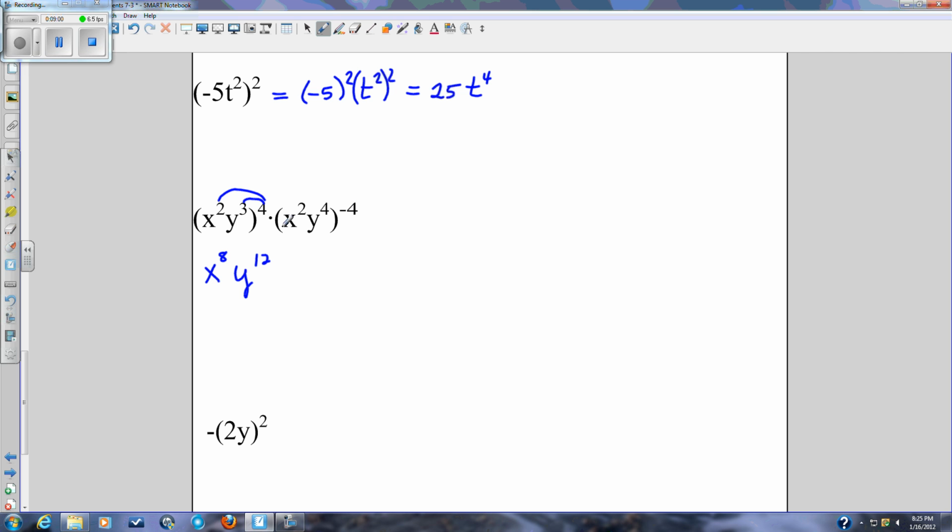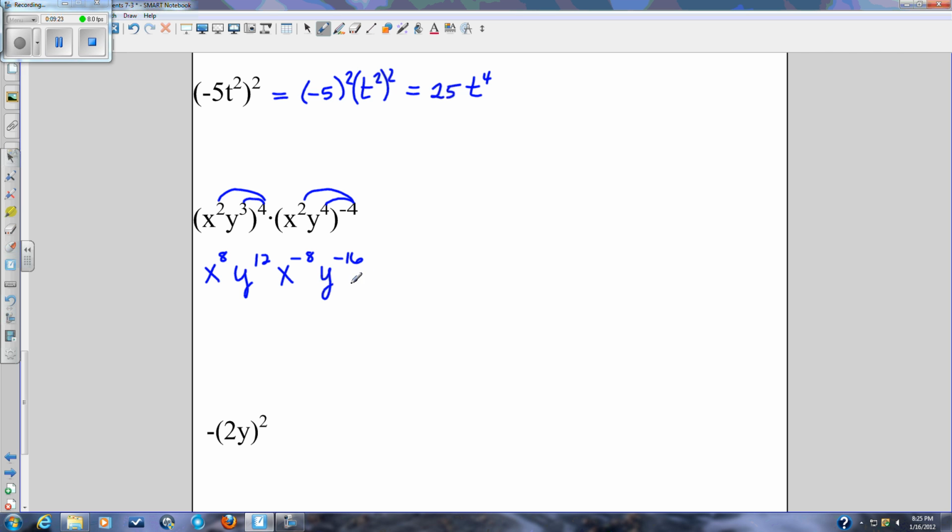Now, doing the same thing with the next piece here, x to the 2nd, y to the 4th, raised to the negative 4 power, x to the 2nd, raised to the negative 4th, 2 times negative 4 gives you negative 8. Y to the 4th raised to the negative 4 power. Negative 4 times 4 is negative 16.